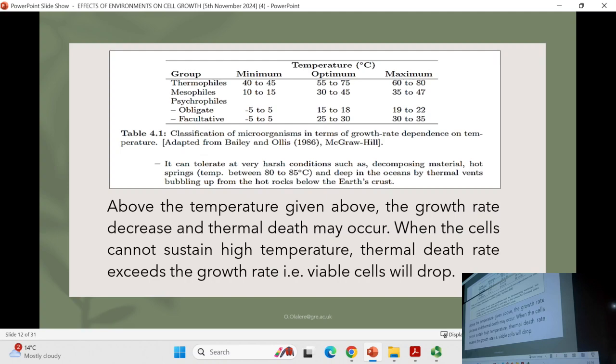Now, some of these can tolerate very harsh conditions, such as decomposing materials, hot springs at temperatures between 80 to 85 degrees, and deep in the ocean by thermal vents and so on. Above the temperature given, the growth rate decreases and thermal death may occur. The reason why we need to be careful is that if you have a process, you must be wary of thermal death, because there are microorganisms that die, not because of any environment, but because the heat is too much for them. Exactly. So you should be able to know what kind of microorganism you are dealing with to produce certain things.